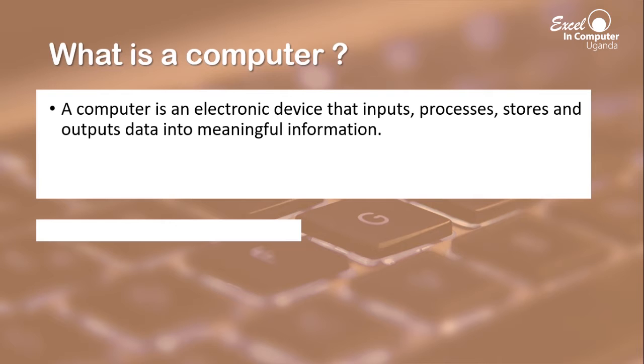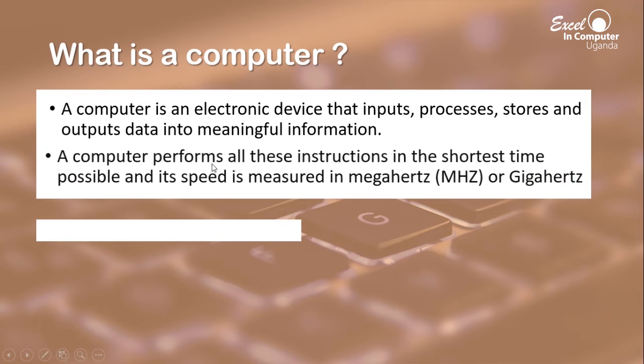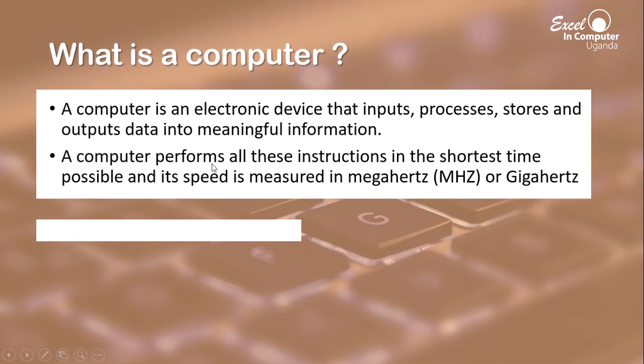So that's a computer. A computer is an electronic device that inputs, it accepts data, processes that data, stores it, and outputs the data into the meaningful information you needed. And a computer performs all these instructions in the shortest time possible, and its speed is measured in megahertz or gigahertz. 1000 megahertz is equal to 1 gigahertz.